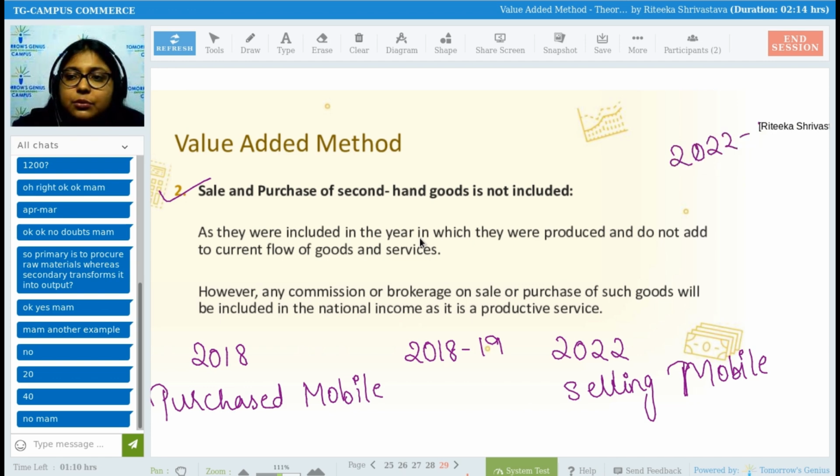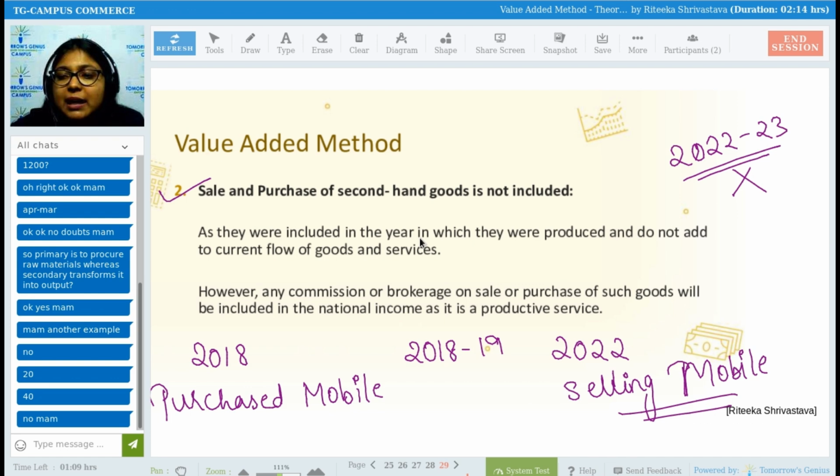So in the year 2022 to 23, when we compute the national income for 2022 to 23, we will not include the selling of the mobile phone, be it in profit or in loss. We will not include it because the transaction related to that product has already been done in the previous year. We can't show a fresh transaction. That is not something fresh which is coming into the economy. In the national income, we always include those things which are newly, freshly produced in that particular year.